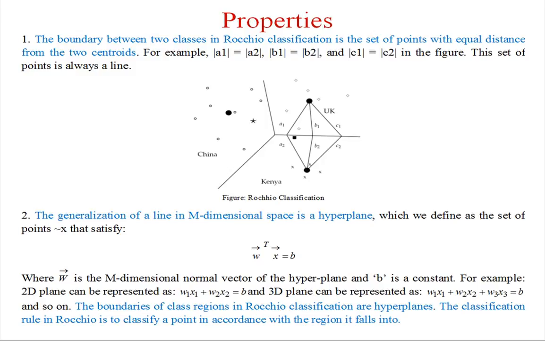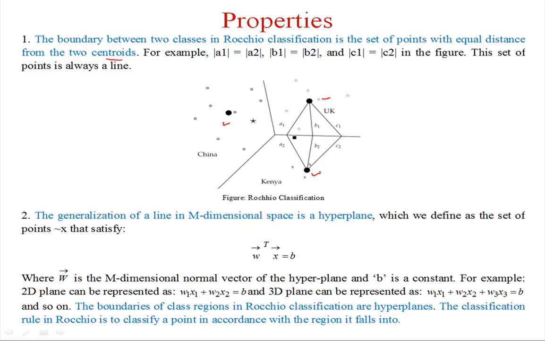Some properties of Rocchio classification. The boundary between two classes in Rocchio classification is the set of points with equal distance from two centroids. For example, here a centroid is represented as a star, a rectangle, and a cross. Now A1 shows the distance from the centroid with the document set represented by rectangle.